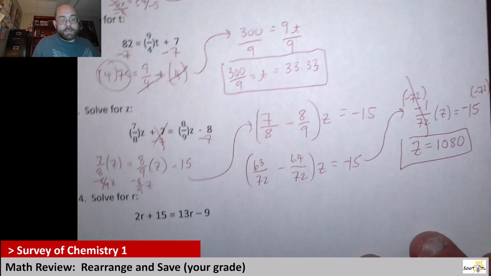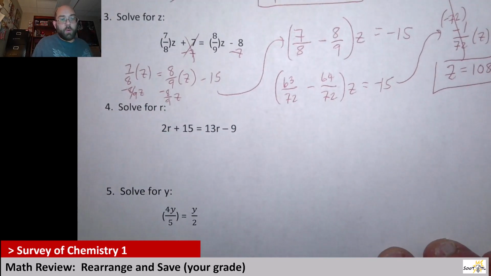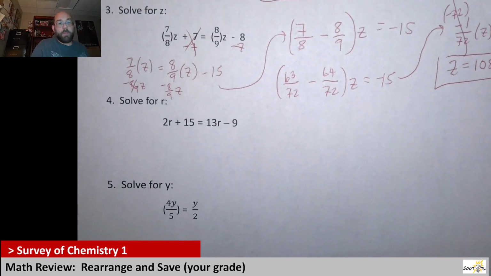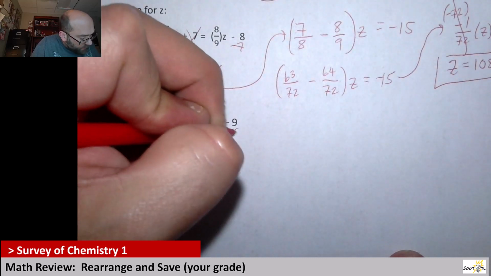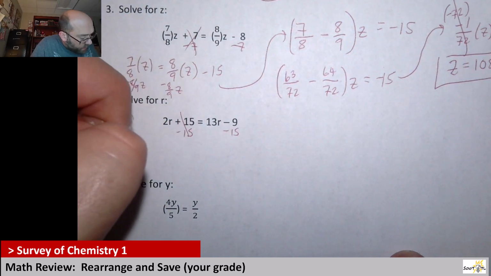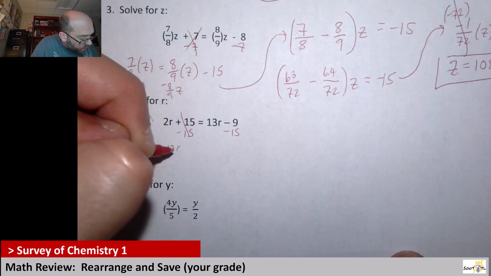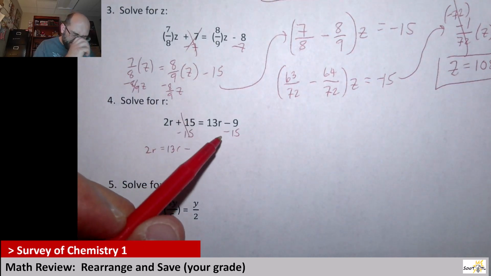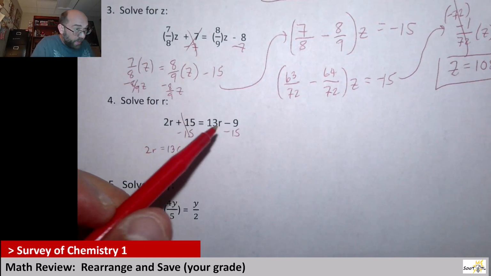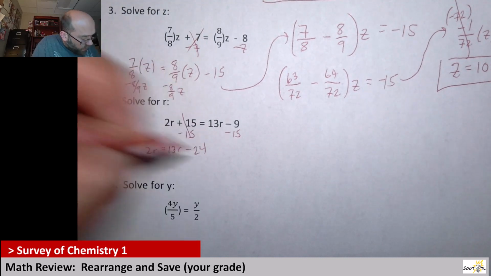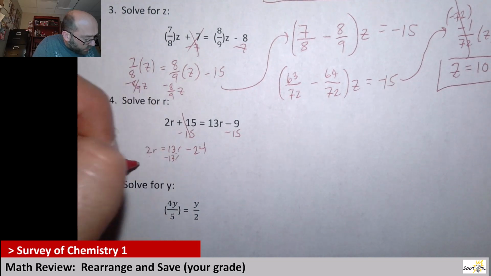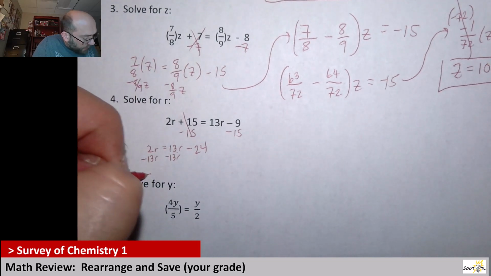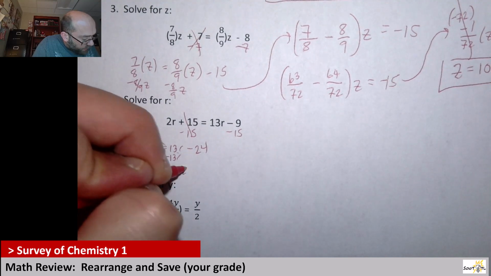All right, next up, on our fourth one here, we've got 2r plus 15 is equal to 13r minus 9. So I'm going to subtract 15 from both sides. So minus 15, minus 15. So that'll go away. So I'll get 2r is equal to 13r minus, 9 and 15 would be 24, minus 24. All right, and then I need to get the r's on the same side. So I'm going to subtract 13r, minus 13r. So what does that give me? Negative 11r is equal to negative 24.